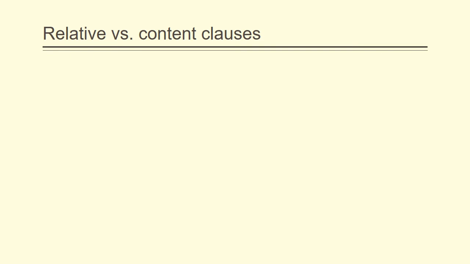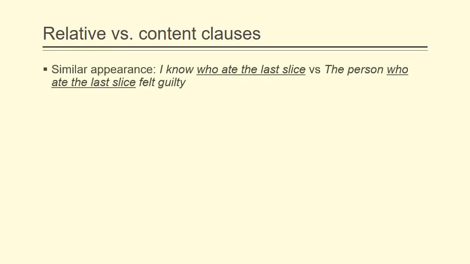So let's take a look at distinguishing between relative and content clauses. Starting with an example: "I know who ate the last slice" versus "The person who ate the last slice felt guilty." You're going to notice that these two clauses have a very similar appearance. In fact, they are basically identical. "Who ate the last slice" is exactly the same in both of these contexts, but they're playing different roles.